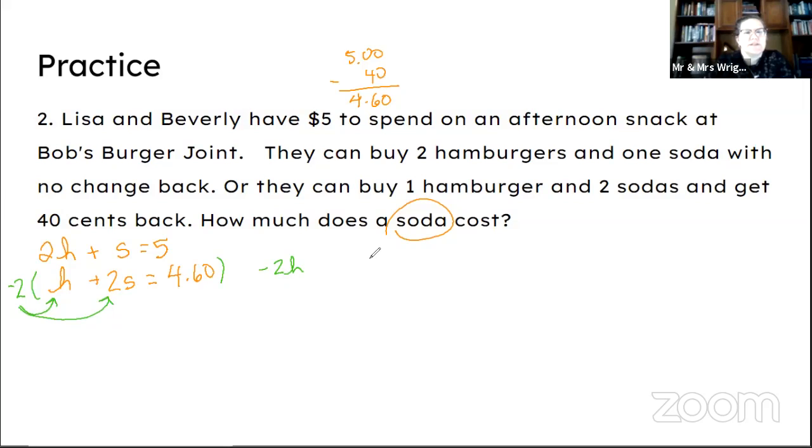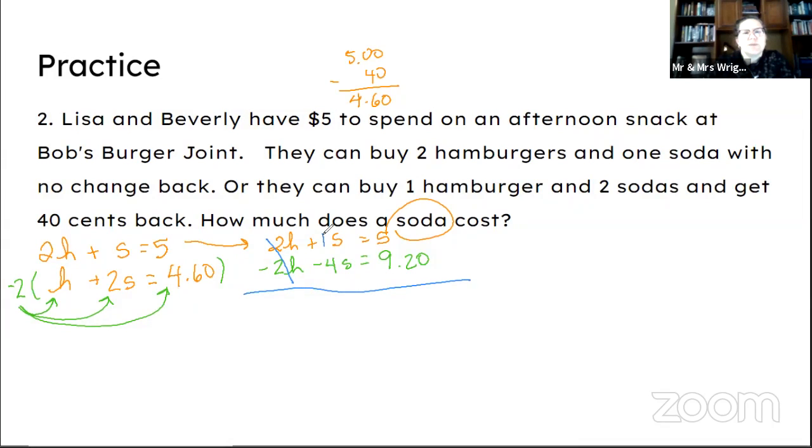Then let's multiply this one. This would be -4S equals, make sure you use your calculator, -2 times 460 is going to be 920. And then I also still have, I did not do anything to this top equation. I'm just going to move it over. 2H plus S equals 5. Okay, so now I need to add these together. A positive 2H and a negative 2H will cancel out.